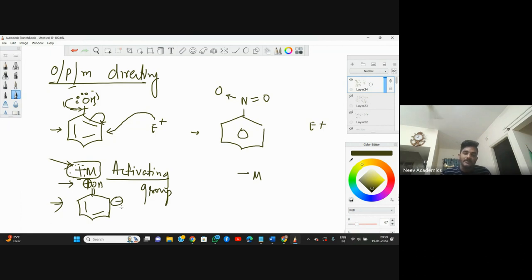And listen, if you remember the resonating structures, the negative charge will resonate and produce a negative charge over here, right? So this will be a double bond, yes. Here a double bond, here a double bond, OH plus, and here a negative charge. And the same way we are going to get a negative charge over here. I hope you remember the resonating structure. You are going to get negative charges on the ortho and para positions.